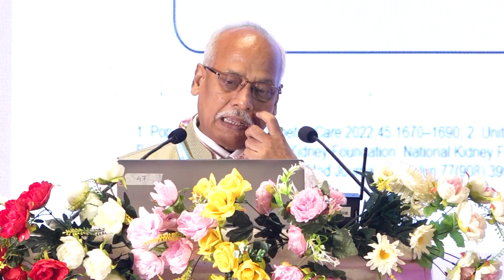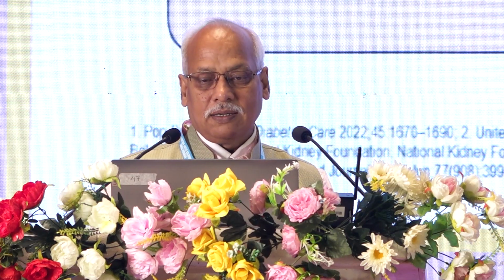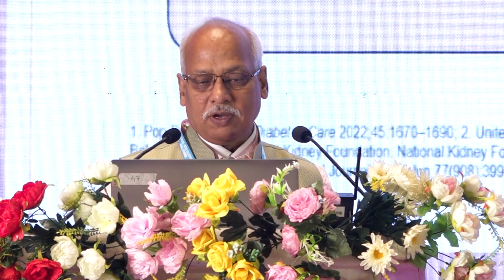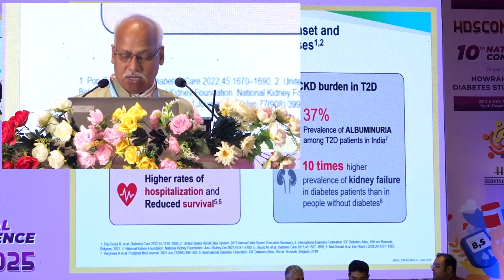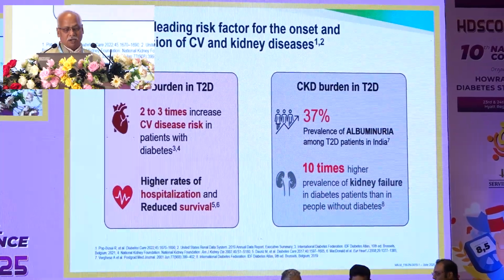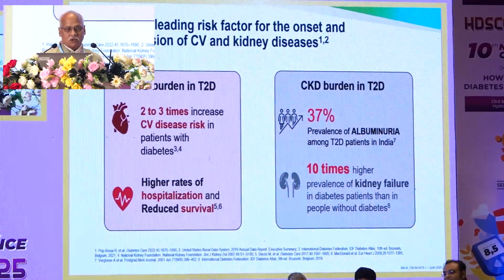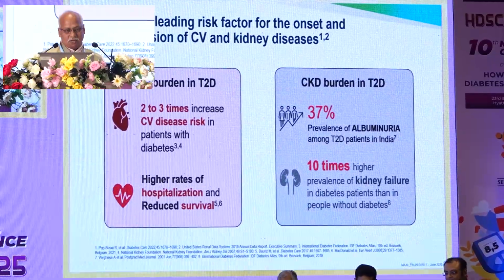So I'm here to discuss the role of non-steroidal MRAs, particularly in the prevention of complications in diabetic nephropathy. Diabetes is the leading cause of renal disease, and at least 37% of our patients will have albuminuria. There is a 10 times higher prevalence of renal failure in diabetics compared to non-diabetics. And of course, we all know this is a cardio-equivalent disease.